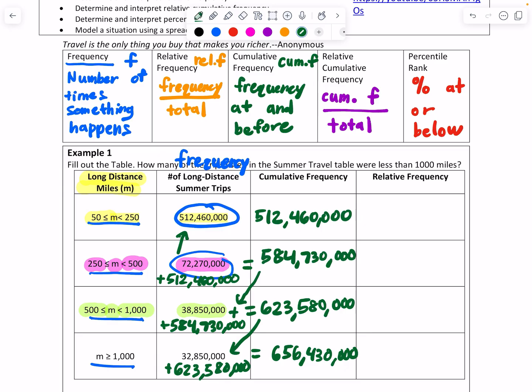Now, really the only part you have to write down are those numbers I wrote in green right there in that cumulative frequency column. The rest was just so you could see where the numbers are coming from. But again, cumulative frequency, you just take the frequency at or before. So it's cumulating, you're adding more and more on.